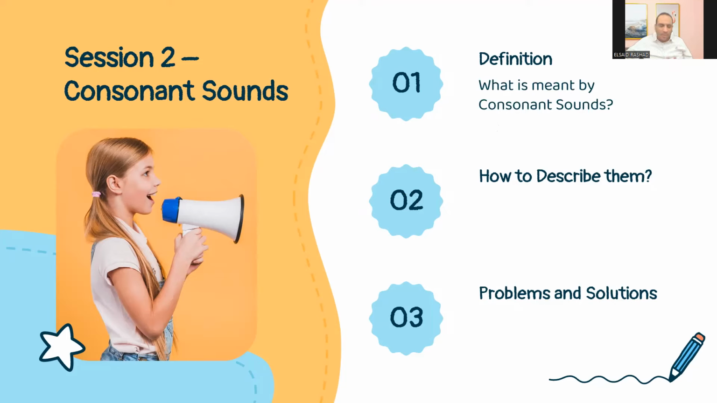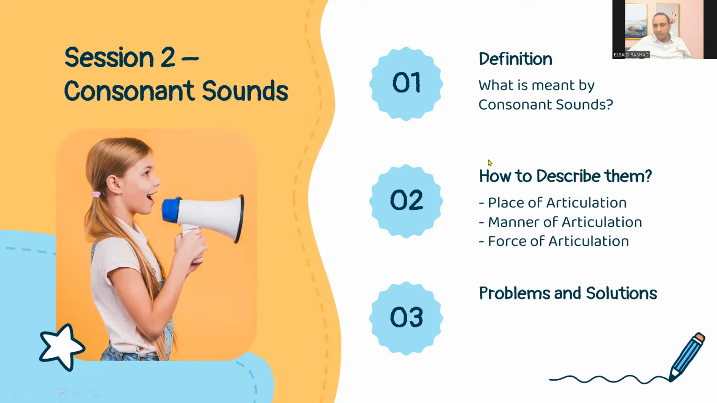Do you know we have three ways to describe consonant sounds? Does anyone know? The manner of articulation, I think. Yes. The place of articulation, voiced or unvoiced, right? Good. Voiced and unvoiced. This is called force of articulation. Yeah. Okay, so place of articulation, manner of articulation, and the force of articulation, which is voiced and voiceless or unvoiced.